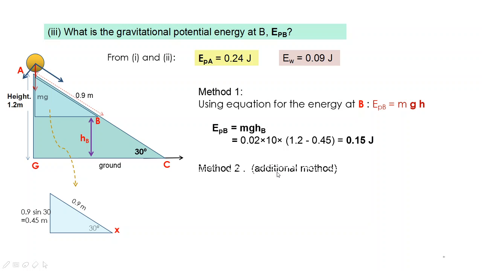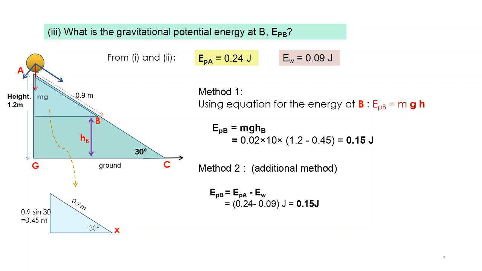Method 2, you will use addition. As we mentioned earlier, based on the calculation in 1 and 2, potential energy at A is the stored energy, and the work done is the used energy. Hence, we can use 0.24 minus 0.09 joules to get a similar answer, 0.15, as method 1. Do you know why we can use addition? Because energies are scalar quantities.